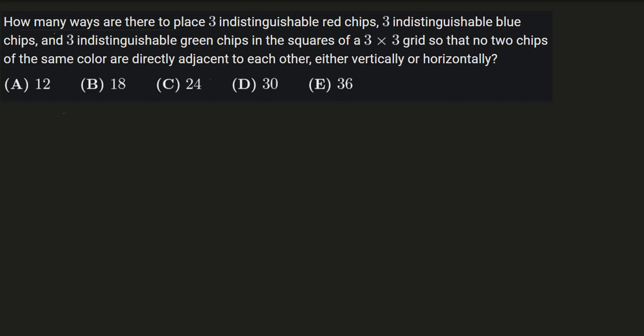Let's look at this last problem of this AMC10 test. How many ways are there to place 3 indistinguishable red chips, 3 indistinguishable blue chips, and 3 indistinguishable green chips in the squares of a 3x3 grid so that no 2 chips of the same color are directly adjacent to each other, either vertically or horizontally?